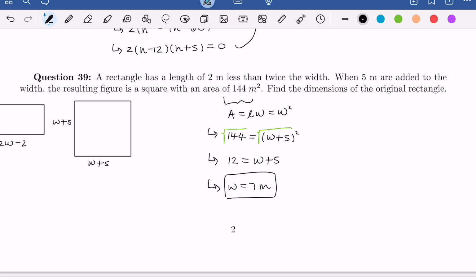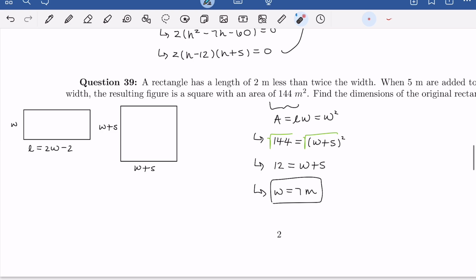Alright, now we want to find the dimensions of the original rectangle here. So we're going to need to find the length of this guy. Well, since we have our width, we can just plug this directly into our equation here. So length is going to be 2 times our width, which is 2 times 7, minus 2. So this will give us 12 meters. So the dimensions of our original rectangle are 7 by 12.